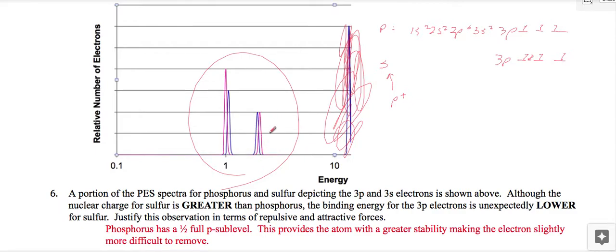So we see that here. It's more difficult to remove the core electrons from sulfur than it is from phosphorus because of the extra protons that sulfur has. But if we look at the P block, we see that phosphorus is easier to remove those electrons from than sulfur, which is backwards of how it should happen. So we have sulfur here with a much larger value, 3p4, and we have phosphorus here with 3p3.